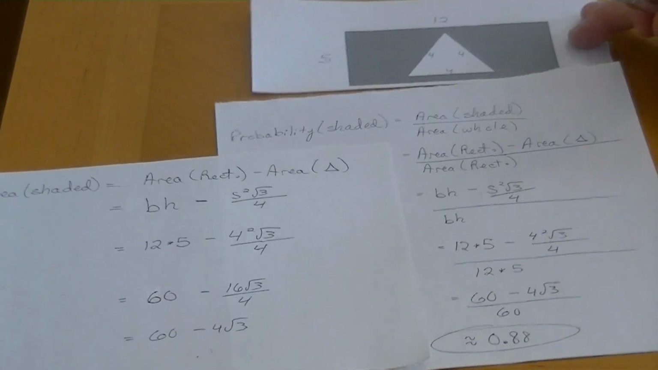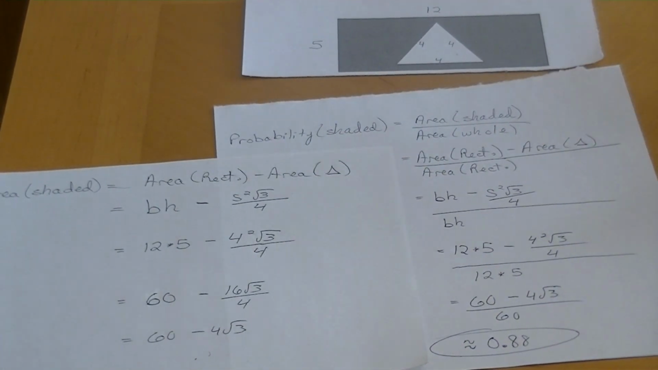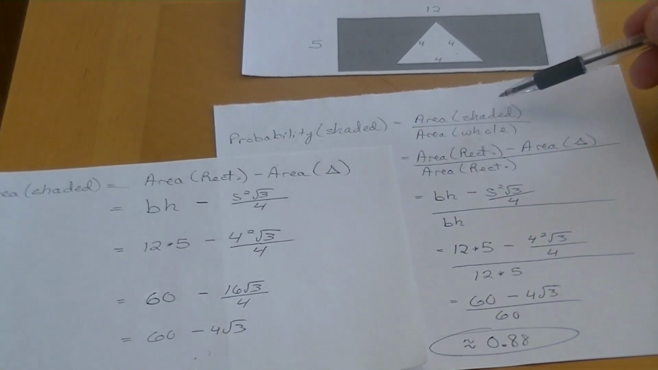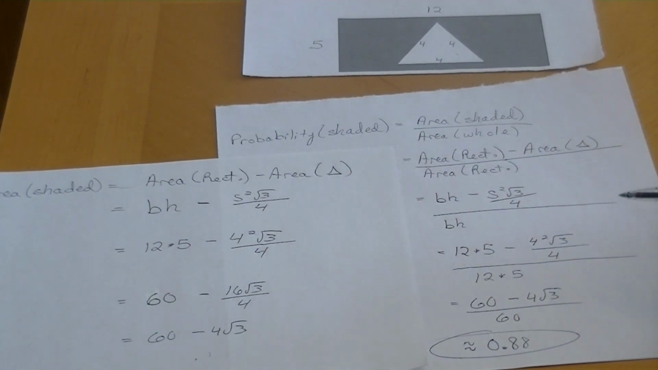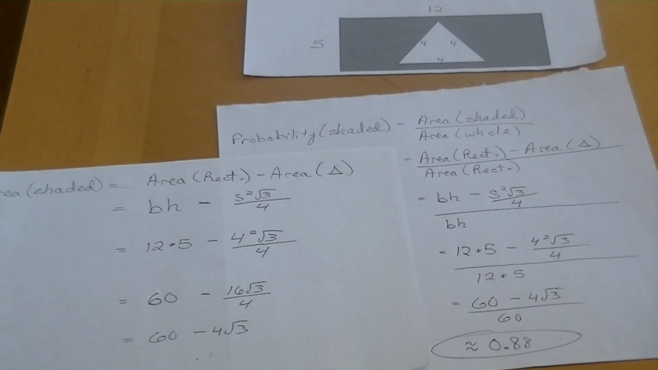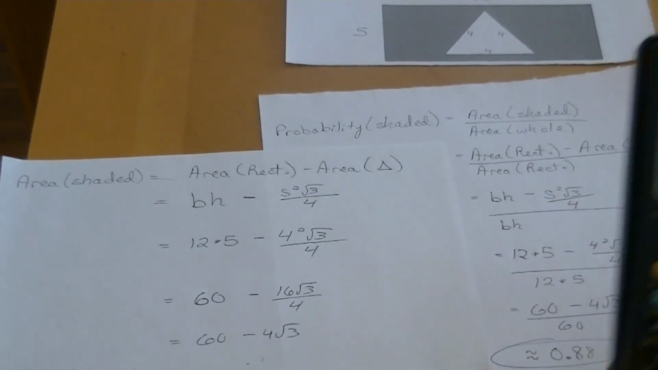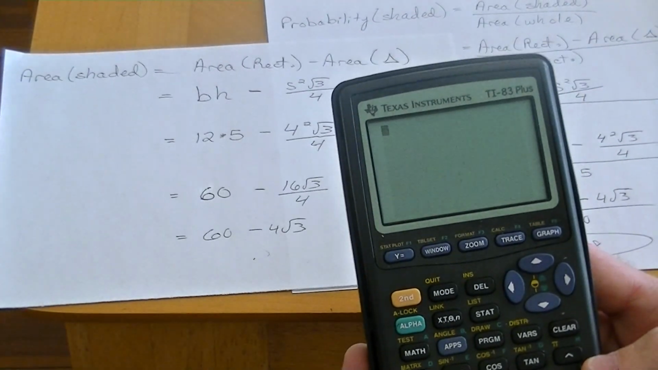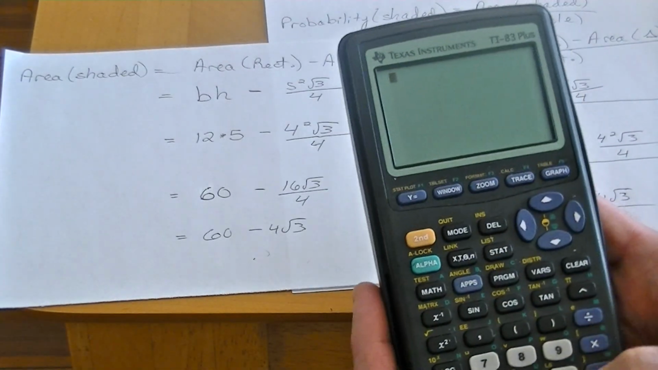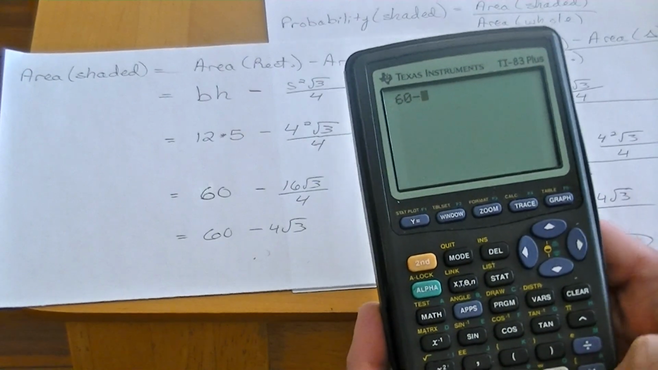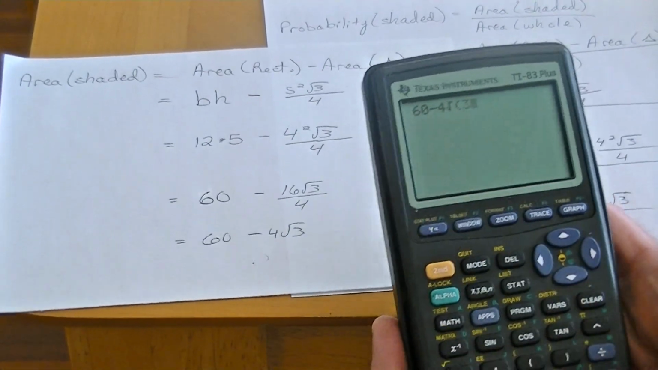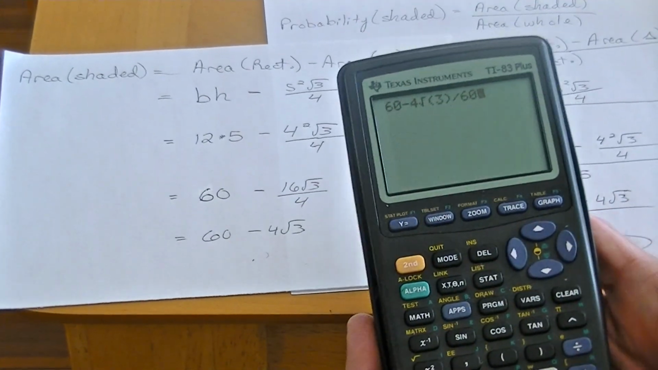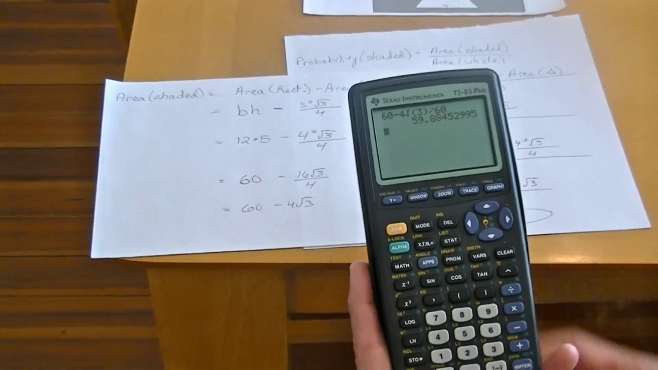So this might seem overwhelming, but I want you to realize it's only one more step compared to everything we've been doing already. You're just dividing the area by the area of the whole figure. Now, calculators. I'm going to type in my answer, and I want to point out a couple things. If I do this, I'm going to get the wrong answer. 60 minus 4 root 3 divided by 60. That's not going to get me 0.88.